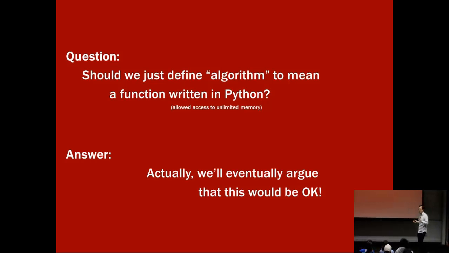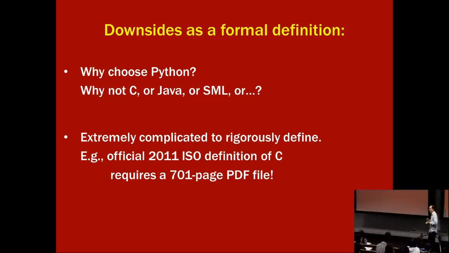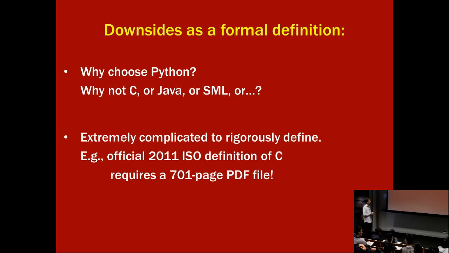OK, still, there are some downsides as a formal definition, some of which were mentioned or suggested. One of them is it's kind of arbitrary to fix the programming language, maybe like Python. Why didn't you choose C, or why didn't you choose Java, or standard ML, or what have you. So that's one kind of unnatural aspect of the definition.